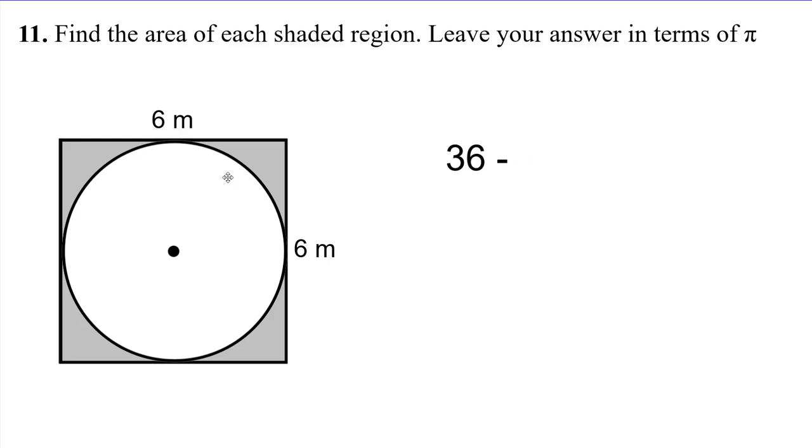So 36 minus that. All right, now to find the area of the circle, we need to know what its radius is going to be. Well, on this one, our diameter is 6, right? That's the width of the circle. So that means that our radius is going to be 3 meters, right? So 3 squared is going to give us 9 pi. So we're going to do 36 minus 9 pi.